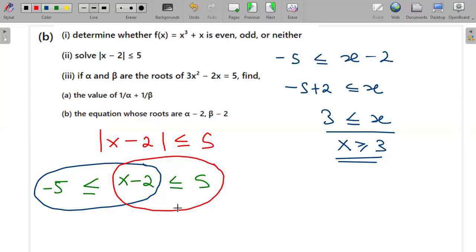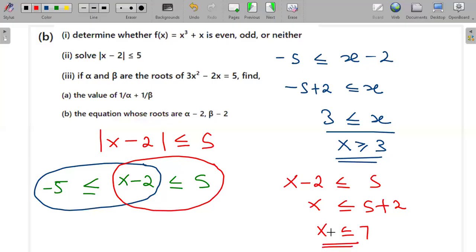So this one now, we're solving the part which is in the red circle. That is x minus 2 less than 5. So this will mean that x is less than or equal to 5, and then the 2 goes to the other side. That is plus 2. So x is less than or equal to what? To 7. So we have found two answers here. x is less than or equal to 7.